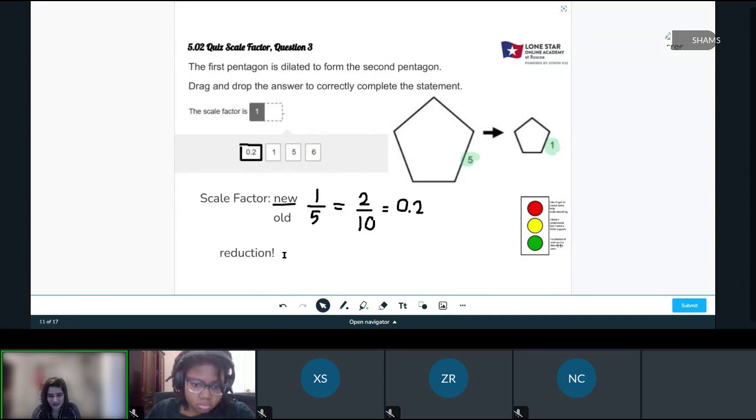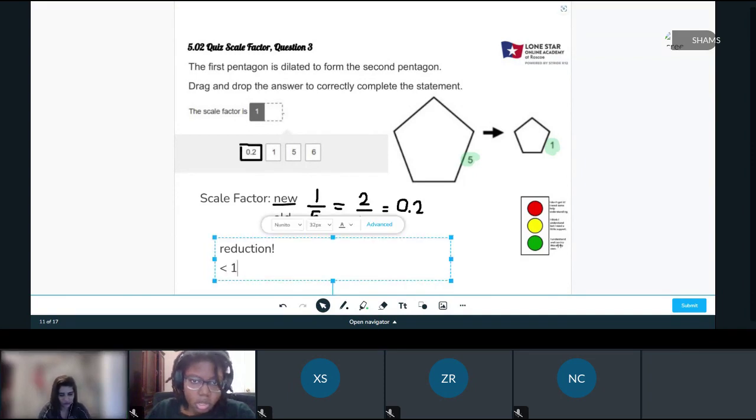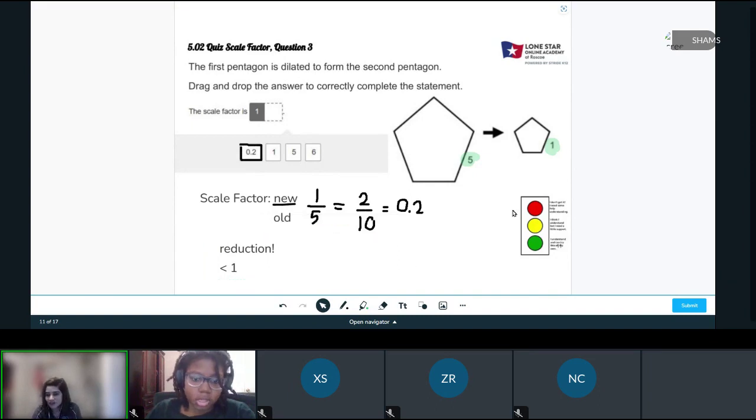You know, mathematicians like to hear some really good explanations. When you say less than 1, scale factor is less than 1. Reduction. Sometimes, Nina, they don't give you pictures, so you can't really see. But from 5 to 1 is reduction. Scale factor is less than 1. Yeah, absolutely correct. Let's go ahead, move on.